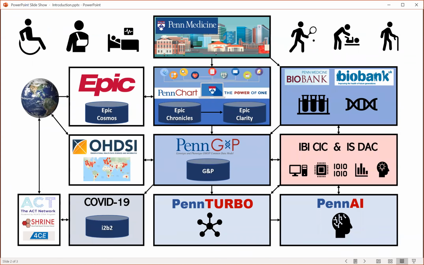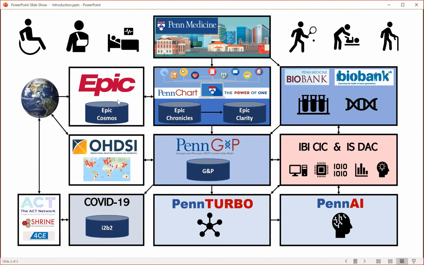The top of this slide is our patient population. Our patients' data is deposited in our Penn Chart electronic health record, powered by Epic. We are a learning health system and are very much interested in using our patient data to improve the healthcare process and the health of our patients. There are a number of ways in which we do that.